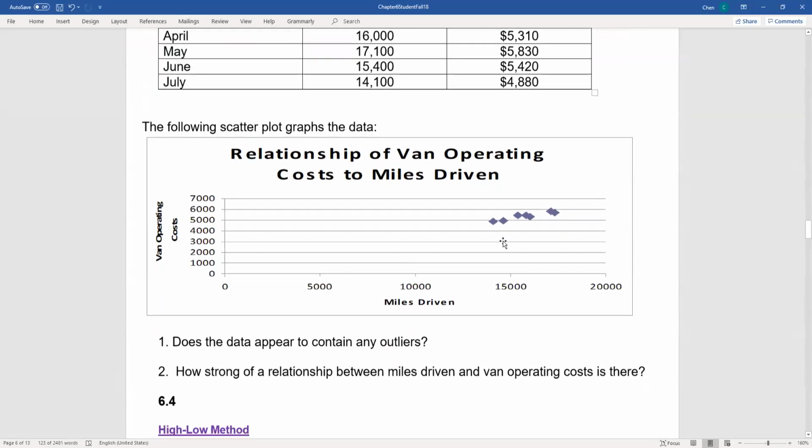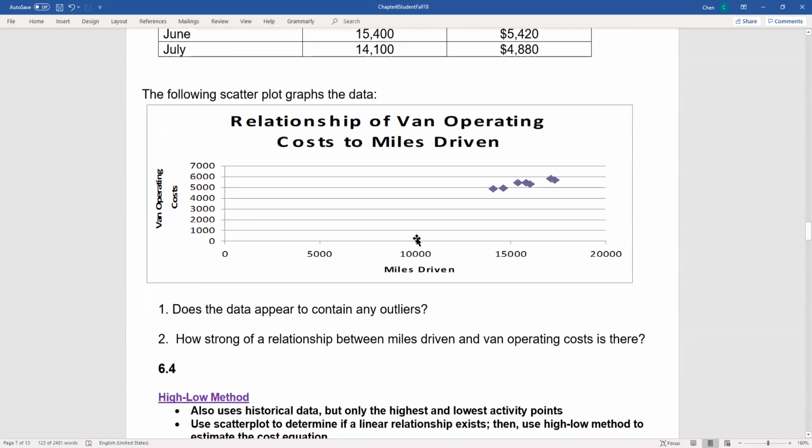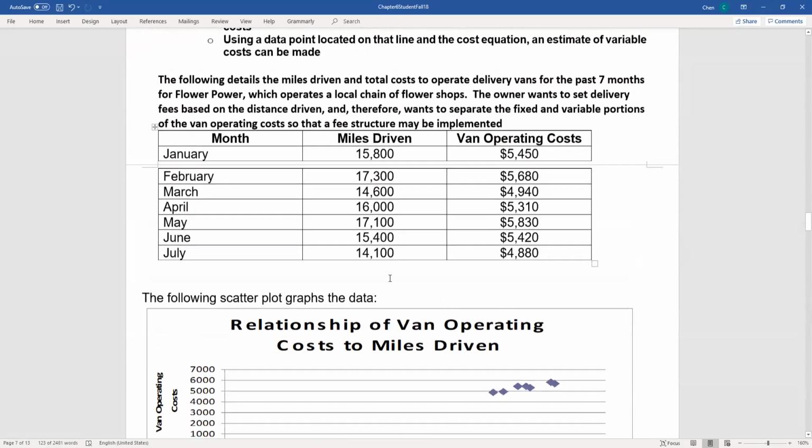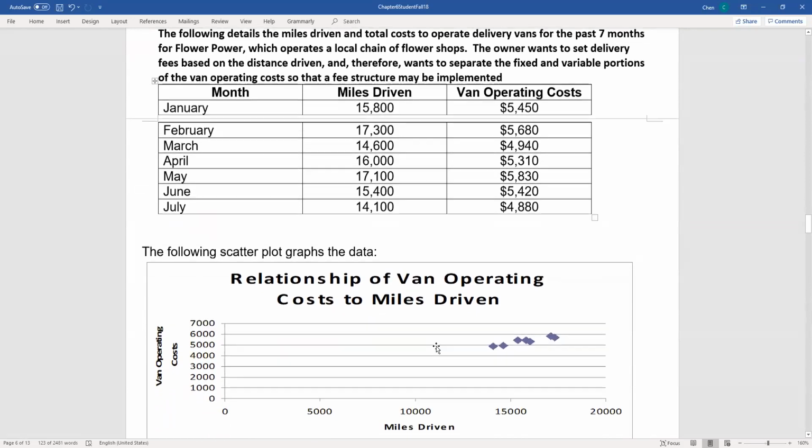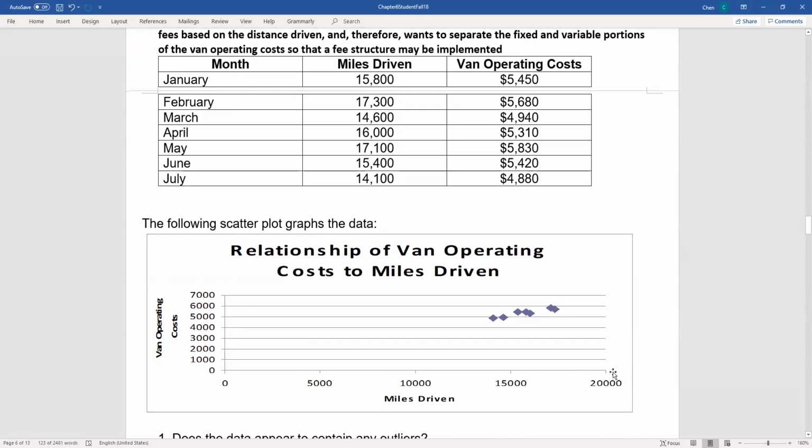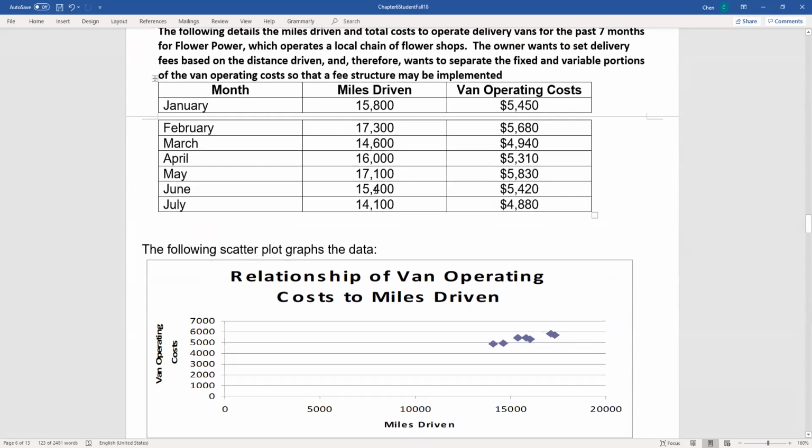If you haven't done scatter plots, this is an example of a scatter plot. You have 2 axes. This is the volume, activity volume, and the vertical line is your total cost. This example is a delivery van company. The horizontal line is the miles that you drive, and the vertical line is your van operating cost. So this is a table.